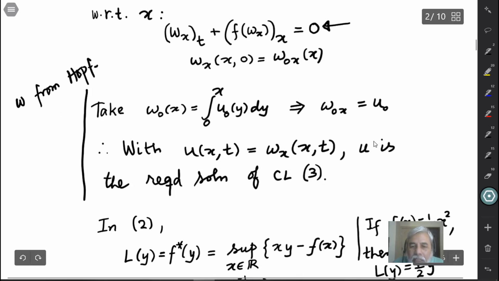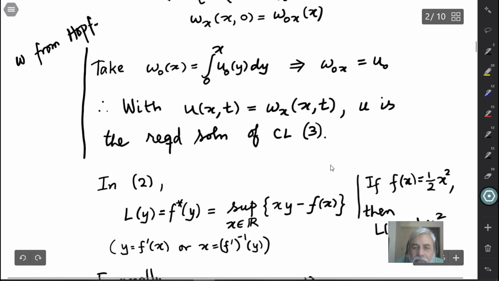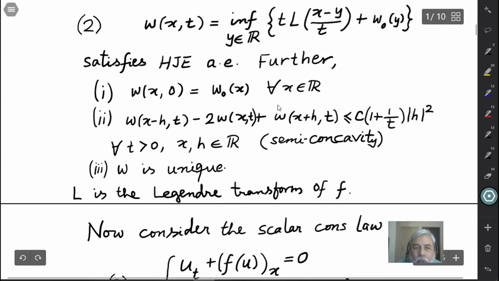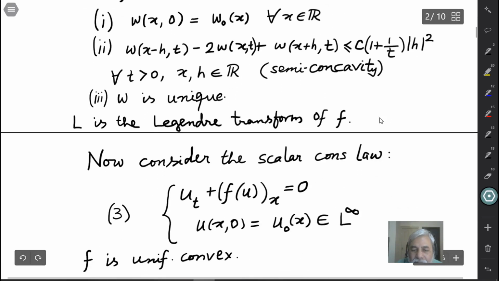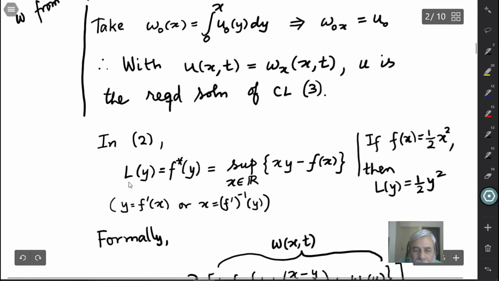In order to justify all these statements, we have to borrow many facts from real analysis, that is, Lebesgue theory of measure and integration. I will explain one by one as we proceed. So this heuristic argument shows that if we can somehow differentiate this w, which, remember, is given by the Hopf-Lax formula, where L is the Legendre transform of f, also denoted by f star.